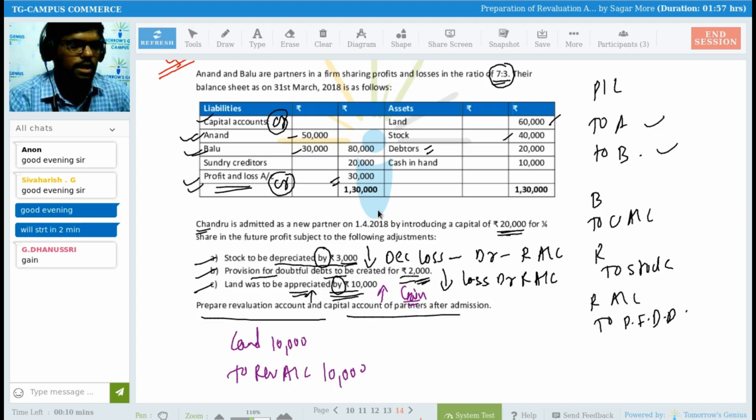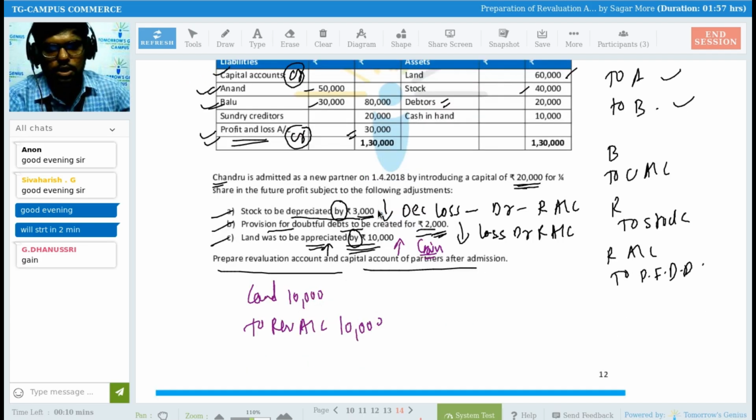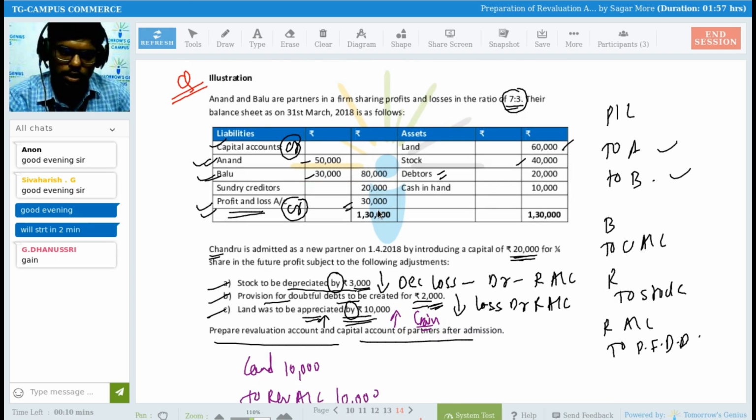So you can pass journal entries, then prepare the revaluation account, and then prepare the partners' capital account. When you close the revaluation account, you will get a profit or loss, and that profit or loss you have to transfer to the capital account. For that also you have to pass a journal entry, as we did in the previous two questions. So I hope you understood these.